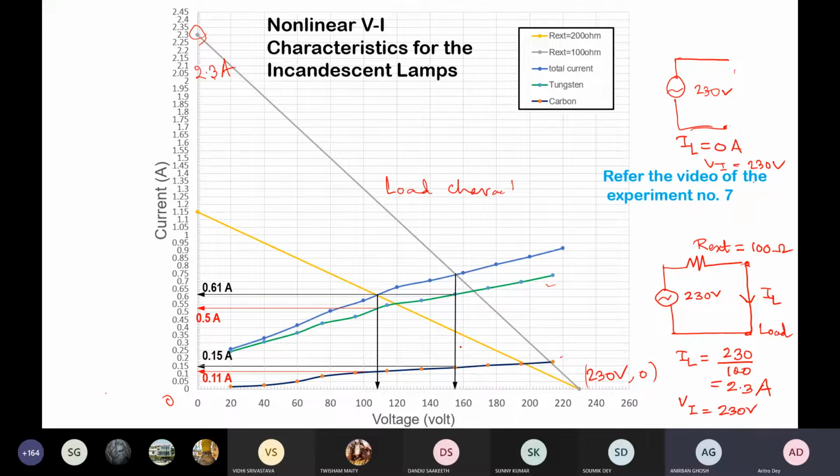So when the drop across two lamps is equal to 156, then what is the branch current? So that we'll get from this black arrow. So you see from this VI characteristics, we are getting the branch current. For the carbon, it is 0.15 ampere. For the tungsten, it is 0.61 ampere. So that we have recorded here.